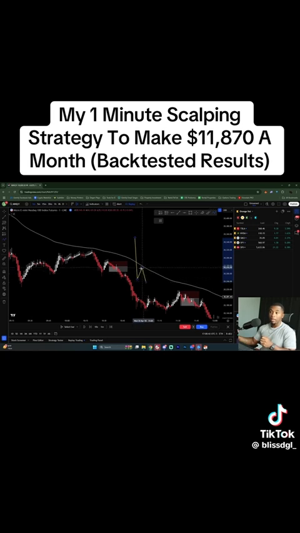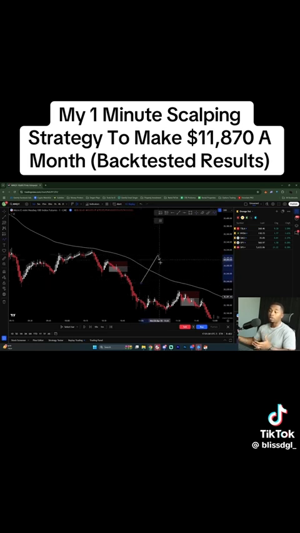This pullback, first pullback under the moving average, is giving us our market structure. That's our market structure showing us that we're making price action under the moving average. So once we have that first pullback or consolidation under the moving average, we can then wait for price to go down more, give us a pullback, and we can enter in that pullback.